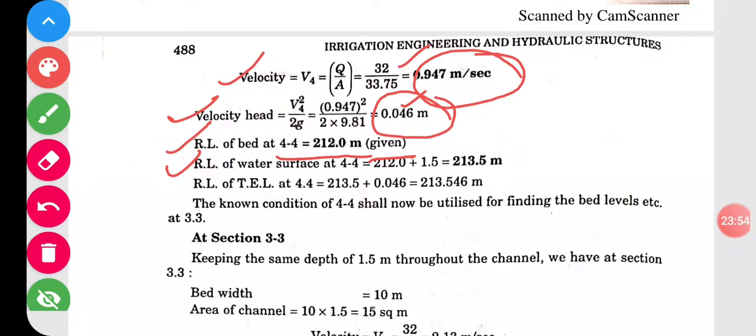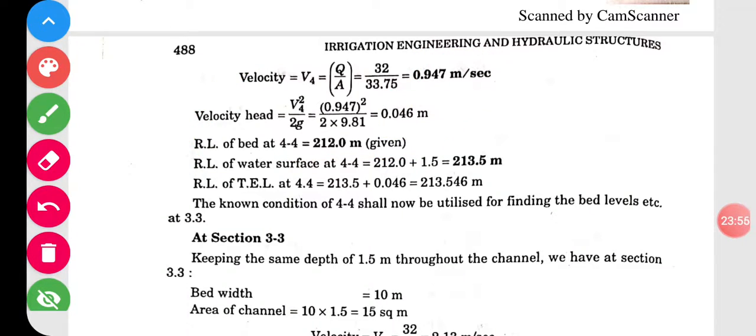The RL of water surface is calculated as the RL of the bed, 212, which is given, plus 1.5, the height of the water. The 1.5 meter depth in the canal is also given. So 212 plus 1.5 is equal to 213.5. After that, we have to go for the RL of total energy level. TEL means total energy level. So the RL of total energy level is calculated at section 4.